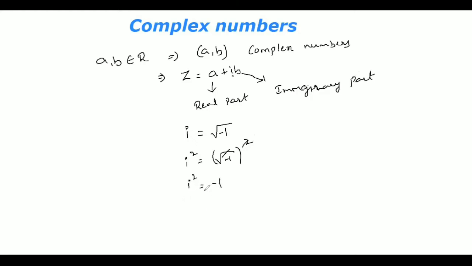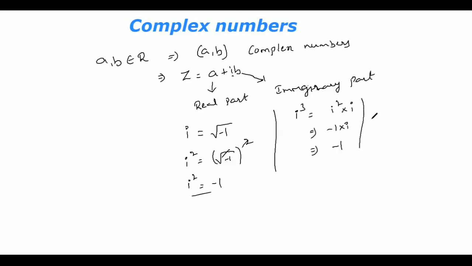After getting i² = -1, we can find i³ also. i³ = i² · i. Just now we found i² = -1, so -1 · i, that equals -i.